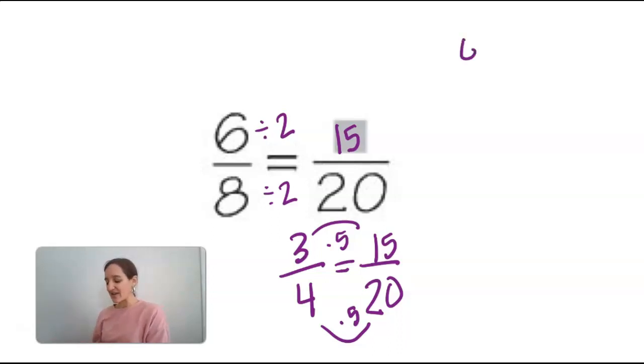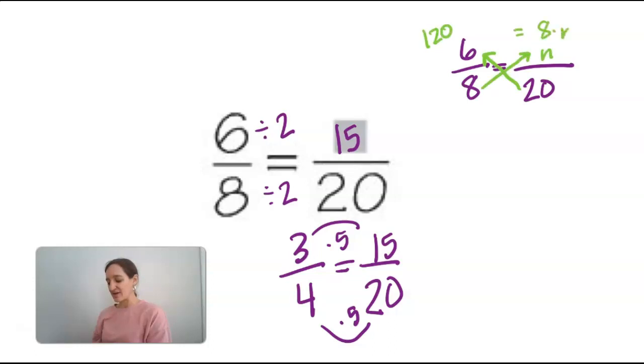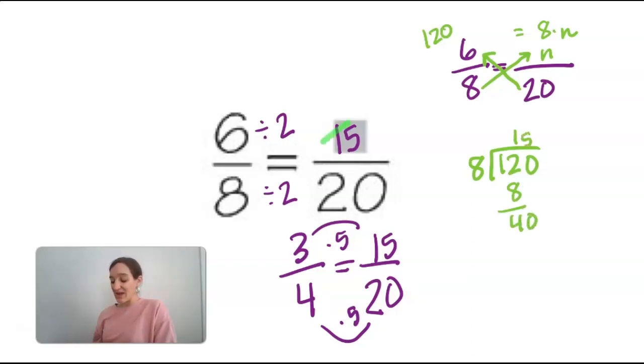What about cross multiplying? Cross multiplying I know will work because it works all the time. But how hard is it to do on this one? 6 times 20 is 120. 8 times something is also 120. Do you know your 8s all the way up to 120? Ugh, neither do I. That's okay. I can work backwards and I can divide 120 by 8 and get 15. So either way worked, either simplifying and finding a relationship or doing that cross multiplying. That worked pretty well, didn't it?